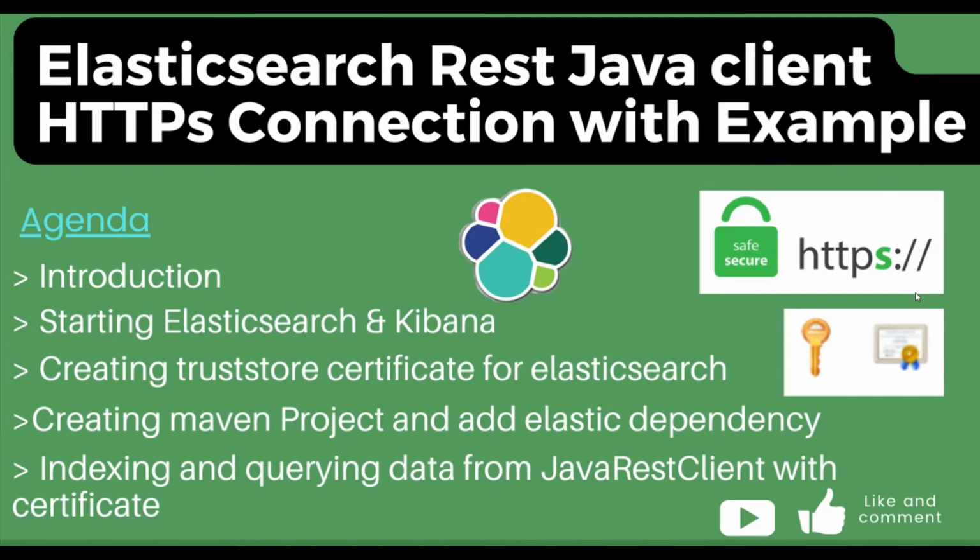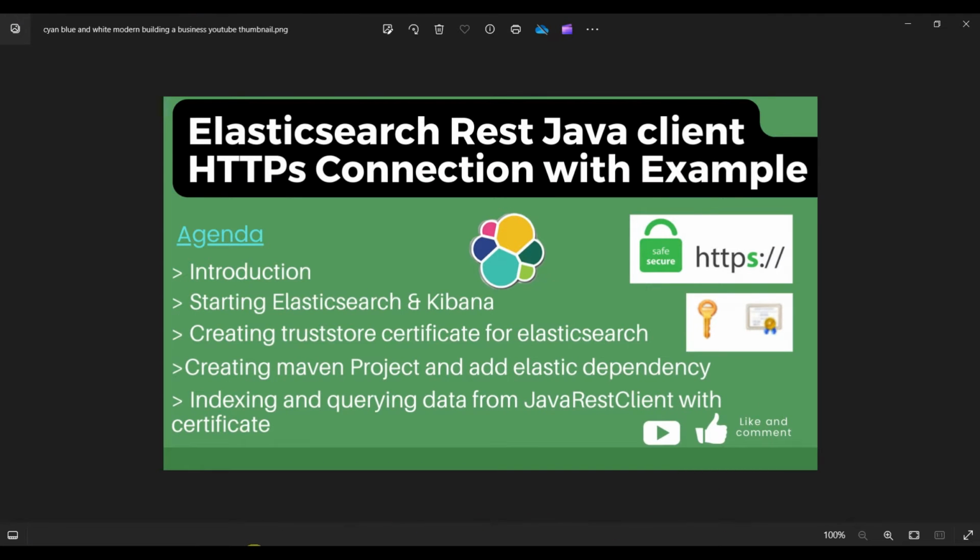So the agenda today is a basic introduction to Elasticsearch, then how we can start Elasticsearch and Kibana, the latest version, that is the 8.10 version. Then how we can create the truststore certificate in order to connect with Elasticsearch. So we will create that certificate. Then as a hands-on, we will create one Maven project and add the Elastic dependency. Then we will perform some CRUD operations like indexing data or querying the data from the Java REST client with the certificate itself. For this demonstration, I am using my blog.